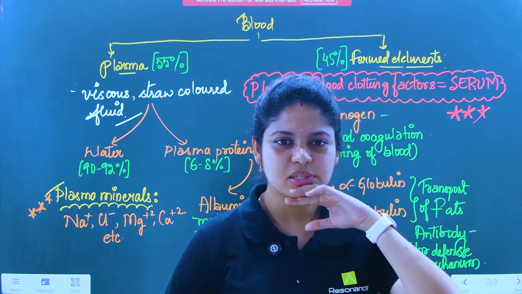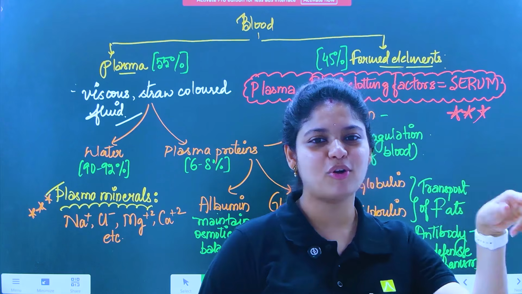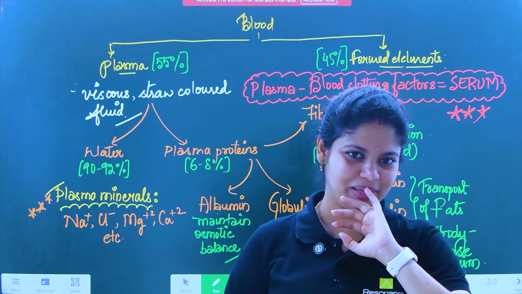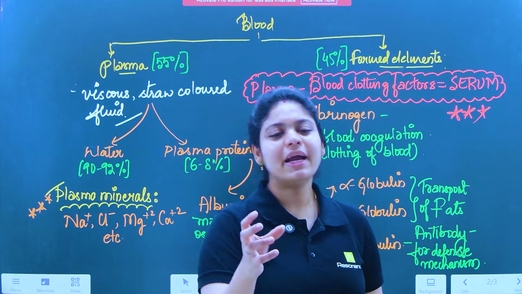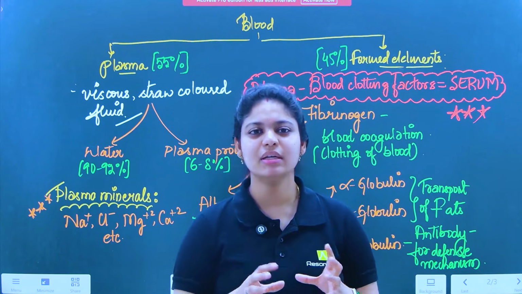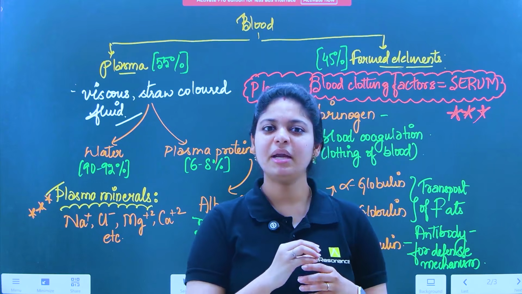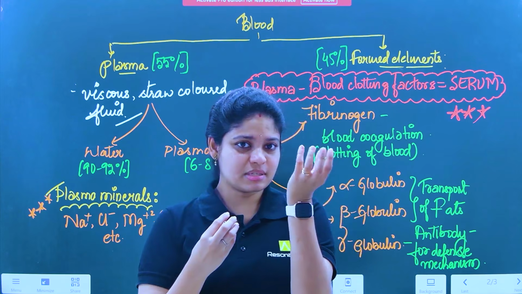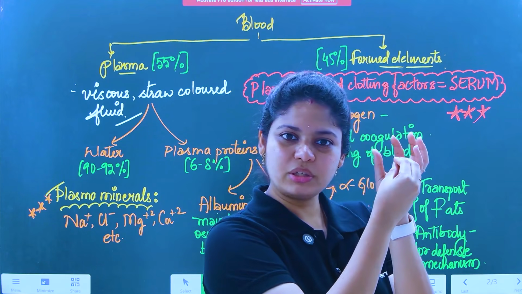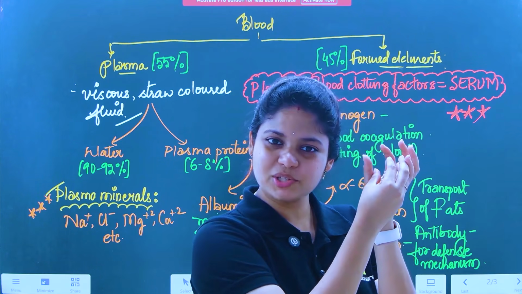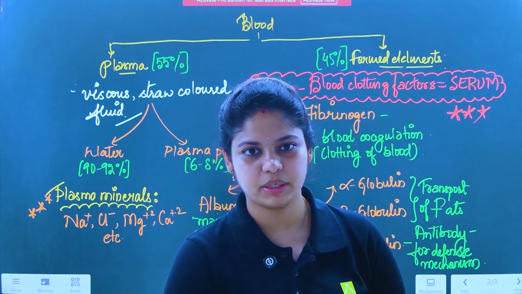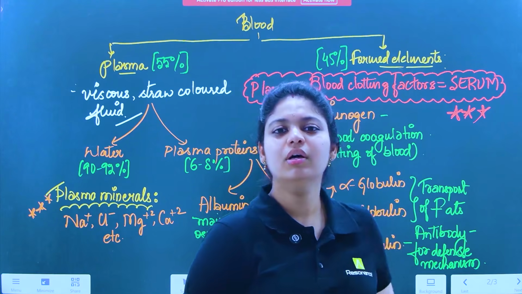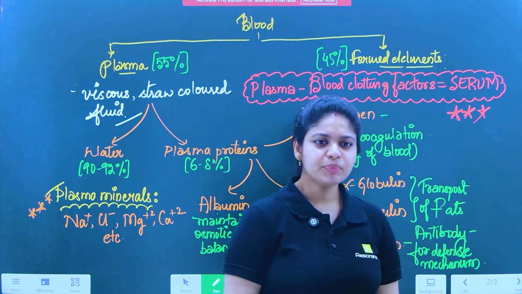Yes, people in the chat section are mentioning blood colloidal osmotic pressure. I think I have already dealt with it. Blood colloidal osmotic pressure is nothing but the maintenance of water balance. If this is a cell, inside the cell there is water. Obviously, water will exert pressure. That is what is called osmotic pressure. That osmotic pressure is maintained by the albumin.